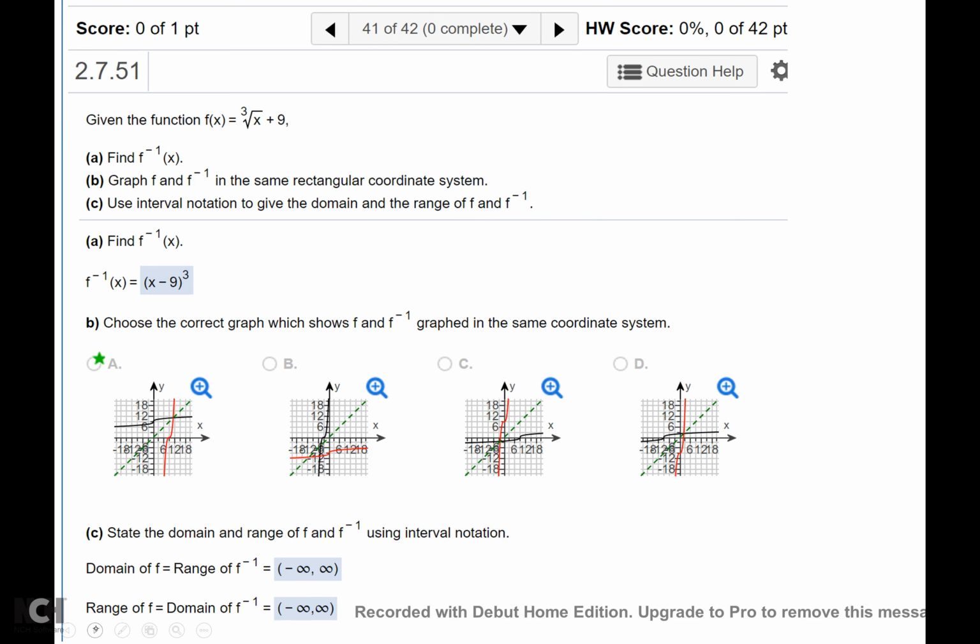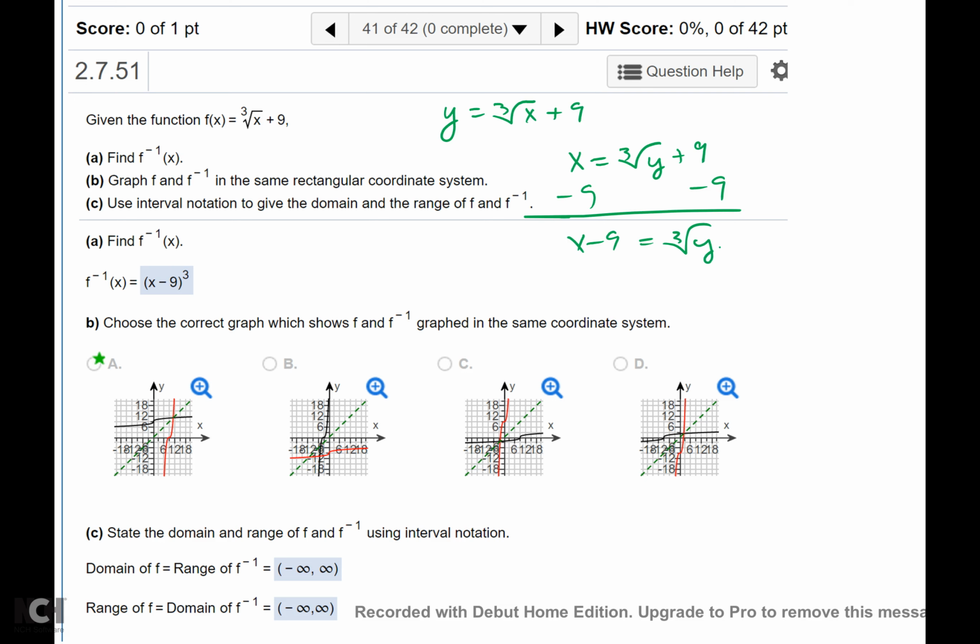All right, so we got another one. We want to find the inverse, so switch x and y. Solve for y. So I get x minus 9 equals the cube root of y. Cube the cube root, and I get the inverse function of x equals (x minus 9) cubed. And then we choose the correct graph. Again, that one's out, and the other ones could be true.